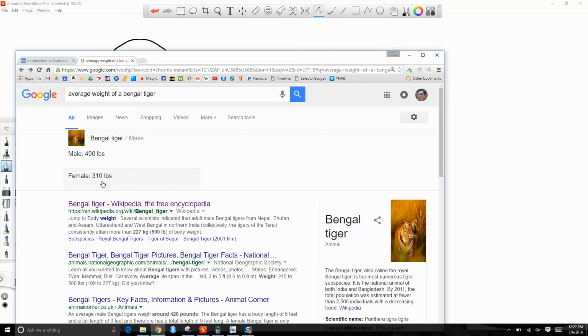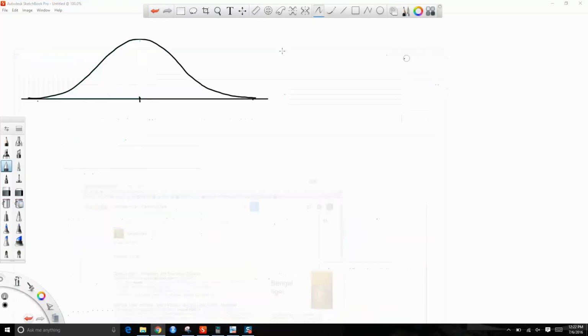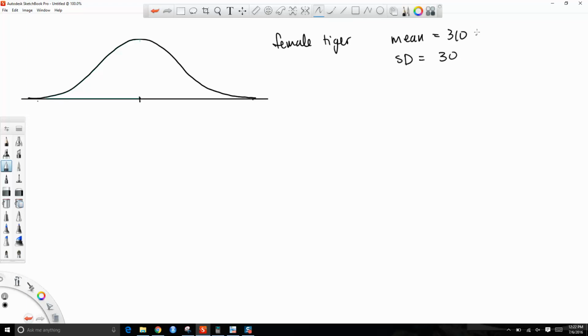All right, so let's deal with the female tigers. So the mean weight is 310. Okay, so we'll say female tiger, the mean weight is 310, and we'll say the standard deviation is 30 pounds. So I'll say, how much does a female tiger in the 80th percentile weigh?